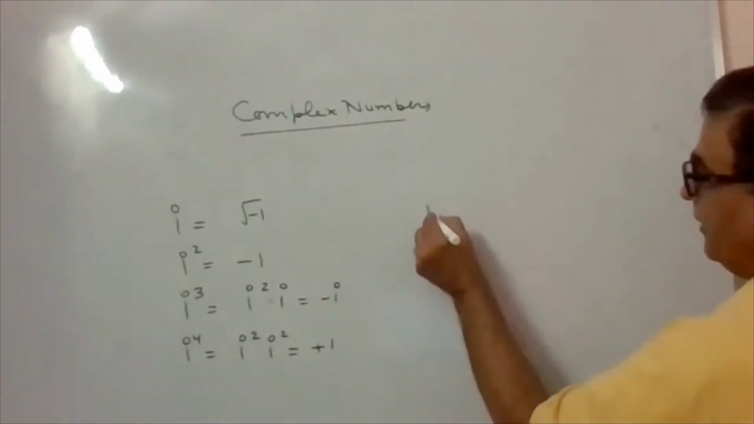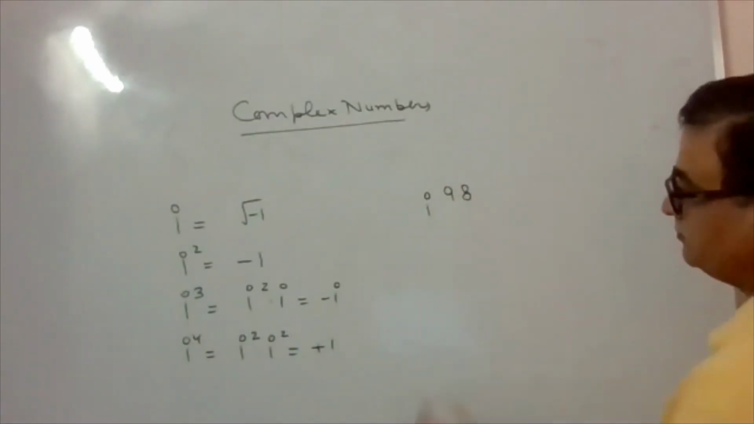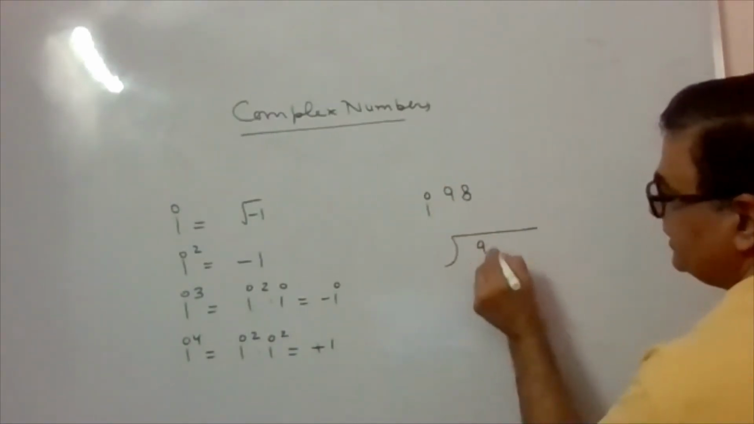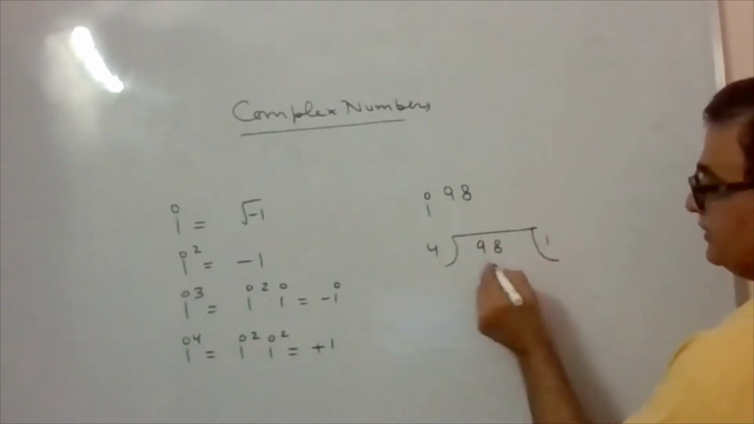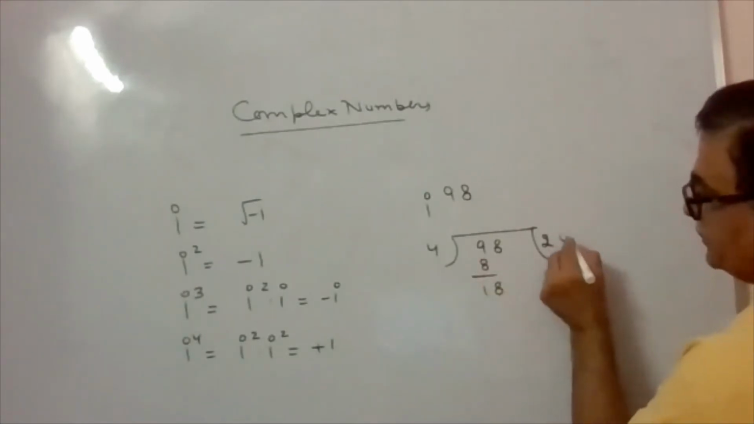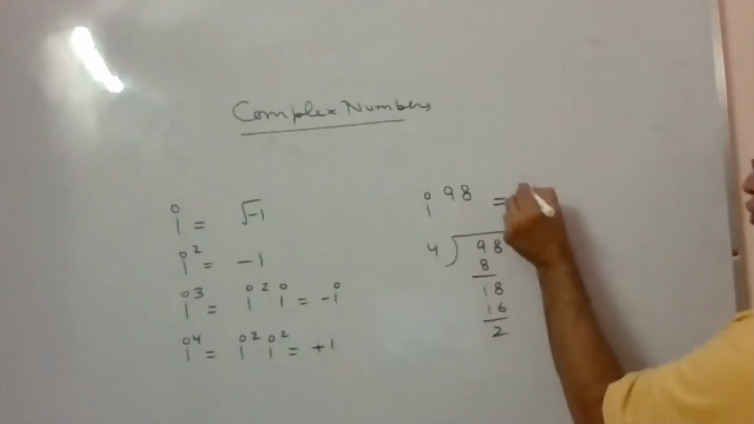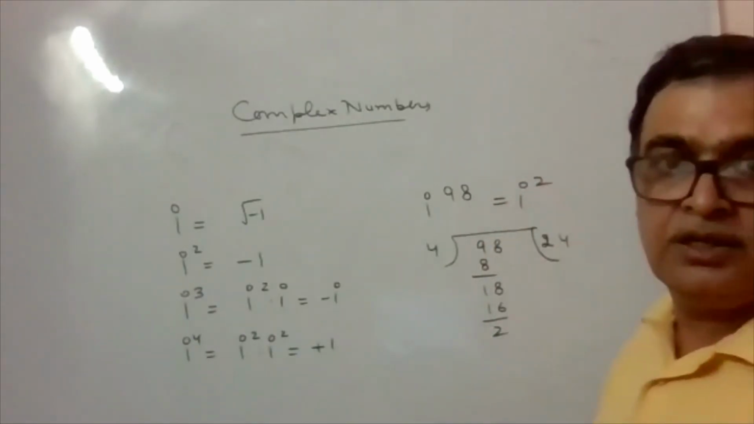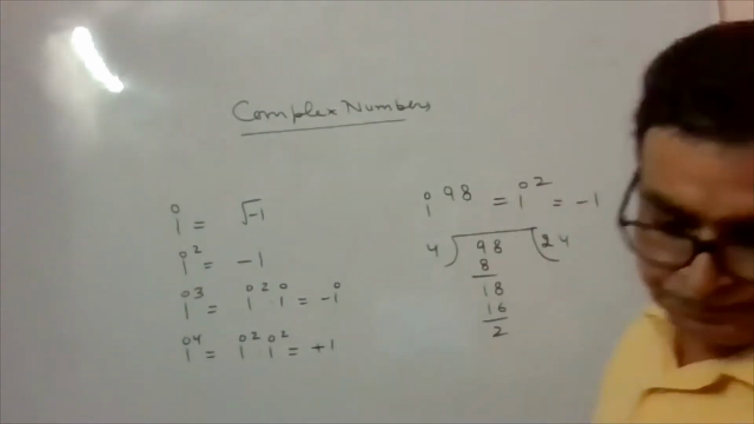Example is iota power 98. When I do this, 98 divided by 4: 4 ones are 4, 2s are 8, left is 1, 4 fours are 16, left is 2. Remainder is 2, that means you should write only iota square. And what is iota square? This has come out to be minus 1.